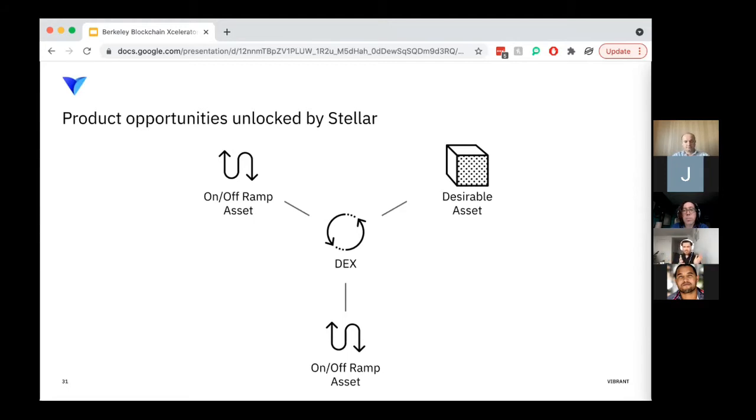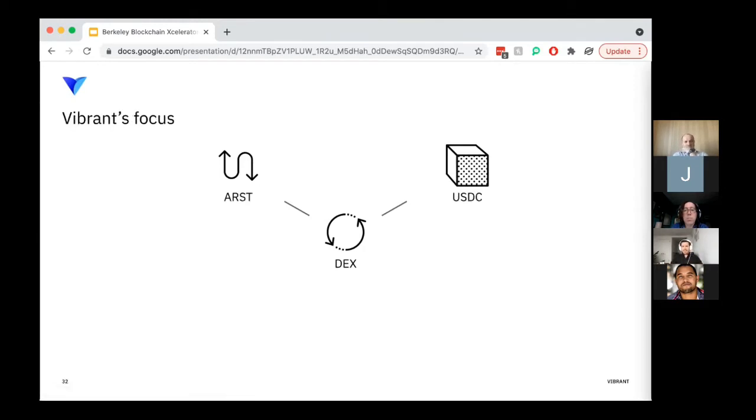You see two different use cases playing out here. One is going from one on-off ramp asset to the other, so cross-border payment. The other is moving into a desirable asset to store value there, all through the DEX, the decentralized exchange on top of Stellar. What Vibrant's focused on is ARST, this on and off ramp asset, and USDC is this desirable asset, helping our users store their value in a stable asset like USDC.